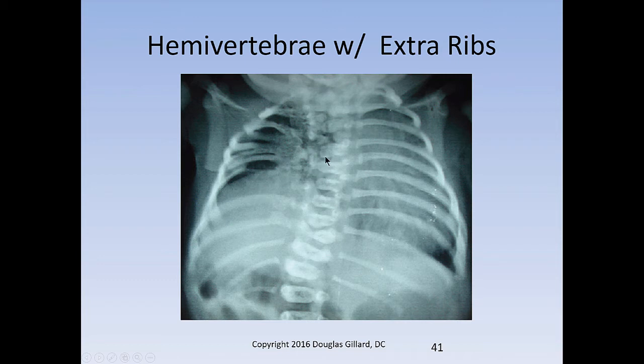So when you see that, even though it's hard to see the hemivertebra in here, that's why I'd get an MRI and they'd show up beautifully. But this is a bad sign. You know there are hemivertebrae in here, multiple hemivertebrae.